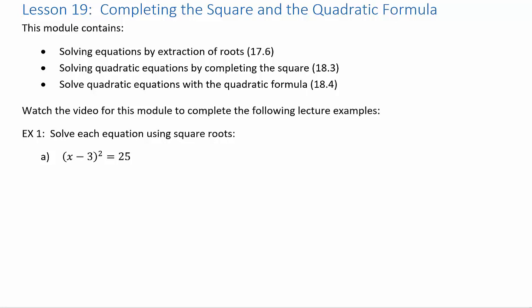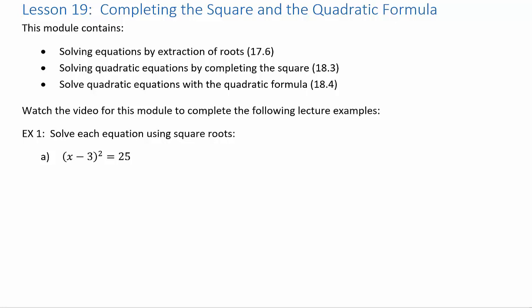In this lesson, we're going to take a closer look at quadratic equations and some of the methods that can be used to solve them. In the past, we learned that we can solve quadratics by factoring. But unfortunately, factoring doesn't always work, and there's 3 other methods that can be used. We're going to go through those 3 methods in this lesson.